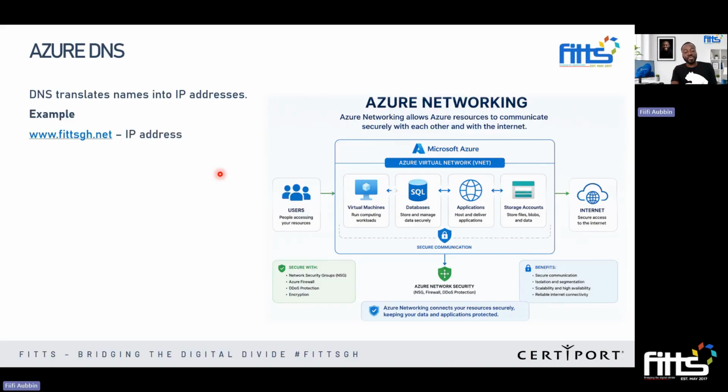Okay, so the example here is FITSGH.net. That is the name, which is human readable. We understand it, but the computers will just change it into the IP address. Okay, so users will need to memorize IP addresses without the DNS, and that is something we don't want to do. So the DNS is there to translate our human readable website into machine readable ones.